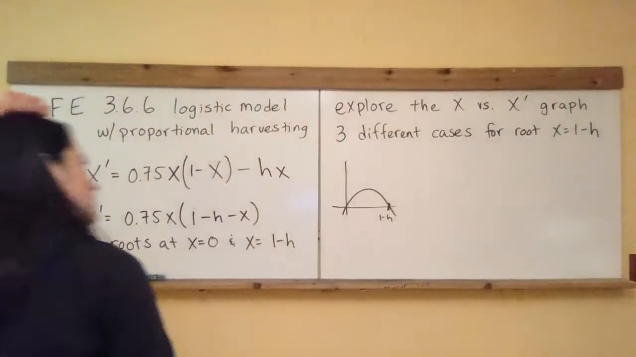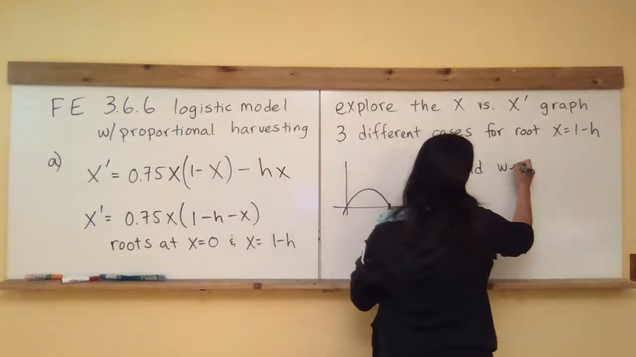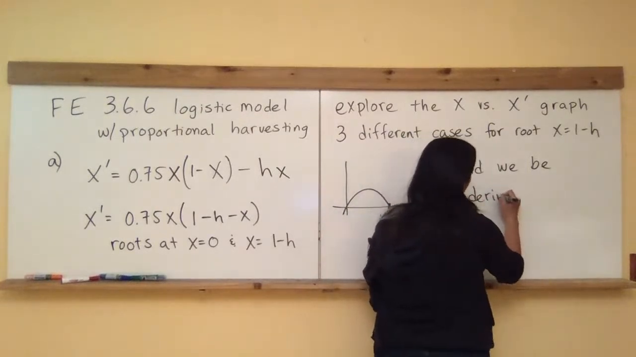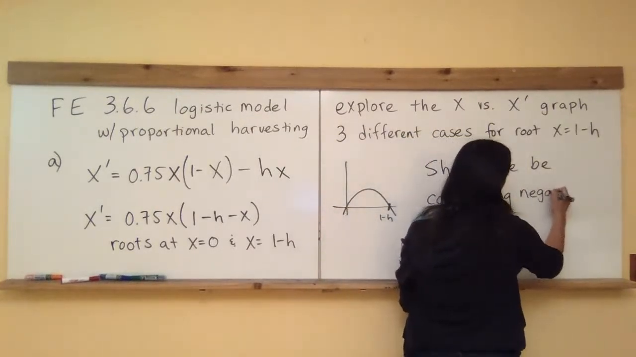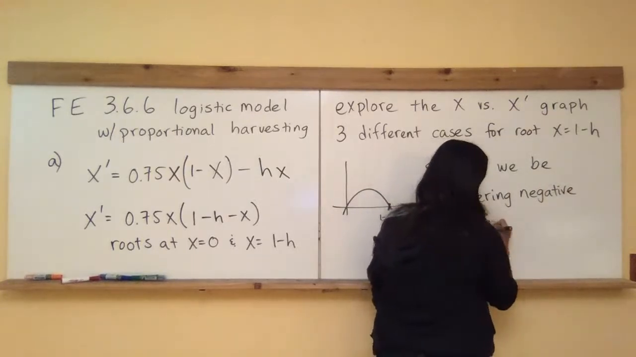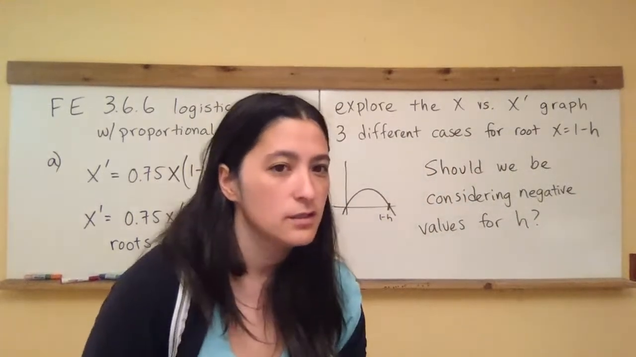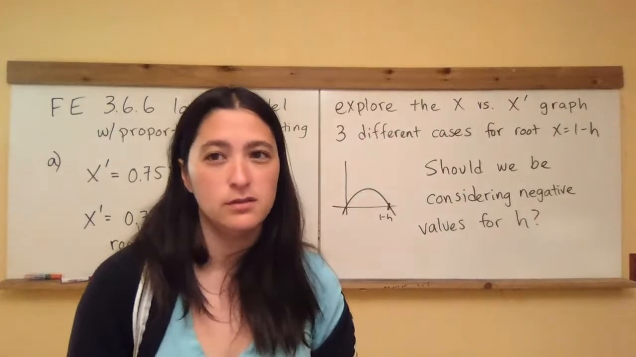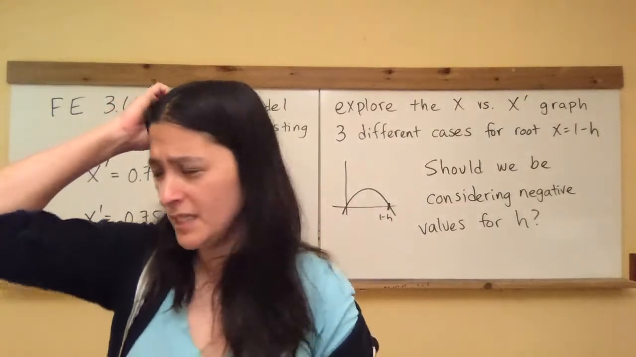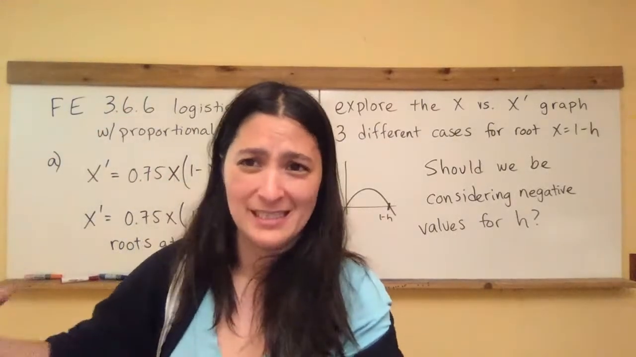Okay, that's a great question. So I'm going to write that on the board right here. Should we be considering negative values for h? That's a question. What do you think? No. That's what I was thinking too. I don't want to consider negative values for h because that would mean that I'm hunting a negative amount of them, which is adding them back into the system.